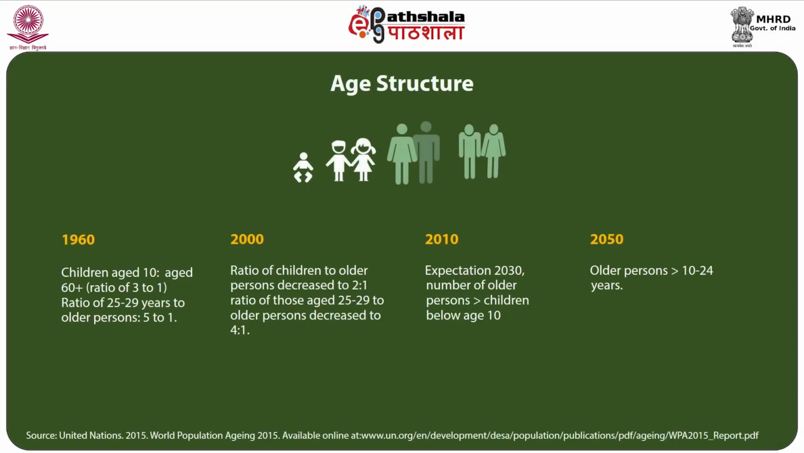For instance, in 1960, the ratio of children aged under 10 years to older persons was 3 to 1, and the ratio for the 25 to 29 age group was as high as 5 to 1. Whereas in 2000, the ratio between children and older persons was 2:1, and it has come down for the 25 to 29 years group to older persons as high as 4.1.